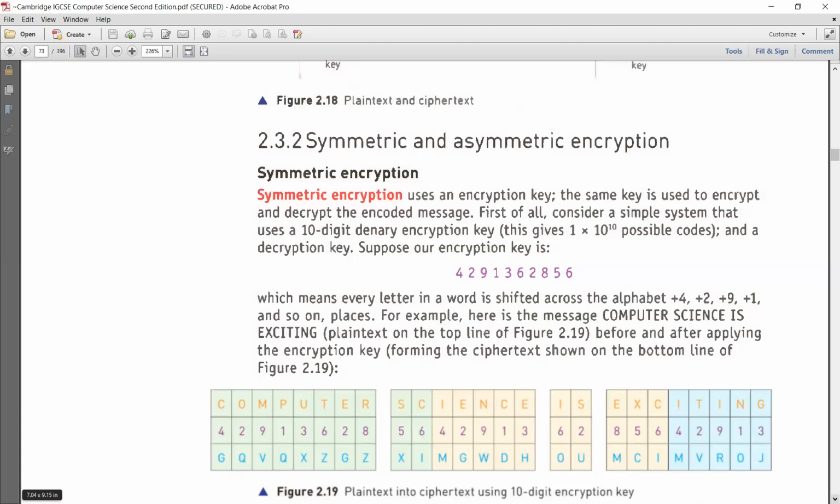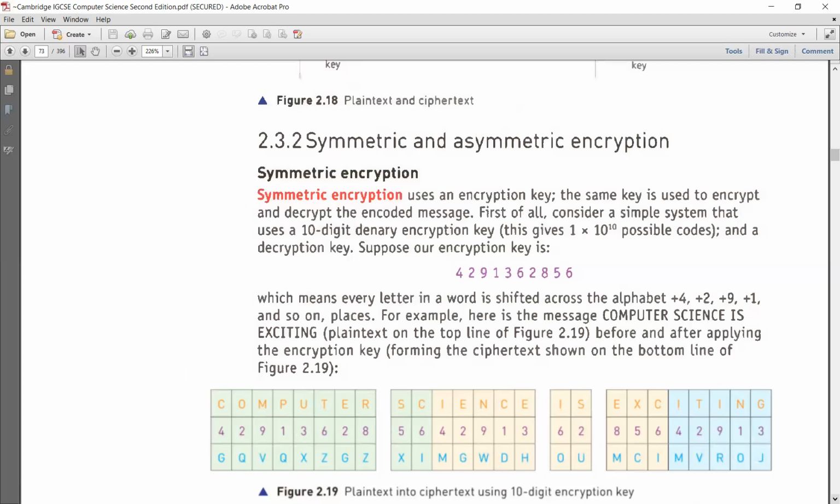Then similarly, M is undergoing 9, so you can see M is becoming V. Then P undergoing 1 becomes Q. U undergoing 3 becomes X. T undergoing 6 becomes Z. E undergoing 2 becomes G. R undergoing 8 becomes Z. S undergoing 5 becomes X. And C undergoing 6 becomes I. In this manner, this completes the encryption key, and then it continues again with the other values.